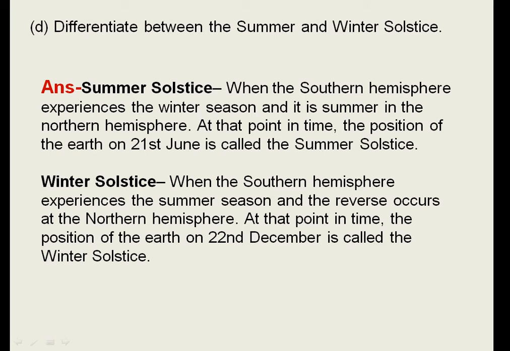I will read once more for you. When the Southern Hemisphere experiences the winter season and it is summer in the Northern Hemisphere, at that point in time, the position of the earth on 21st June is called summer solstice. Here, winter solstice: when the Southern Hemisphere experiences the summer season and the reverse occurs in the Northern Hemisphere, at that point in time, the position of the earth on 22nd December is called winter solstice.